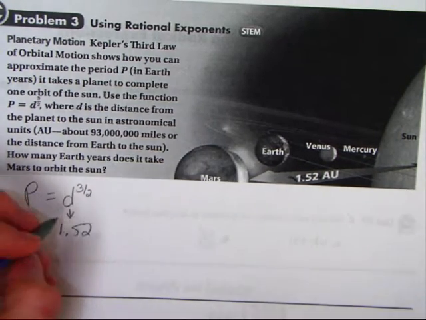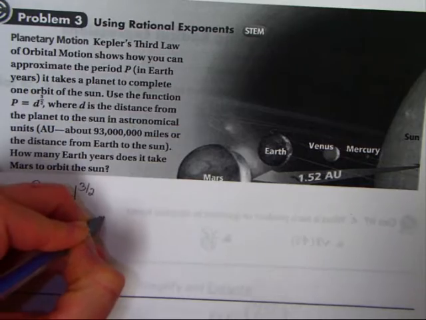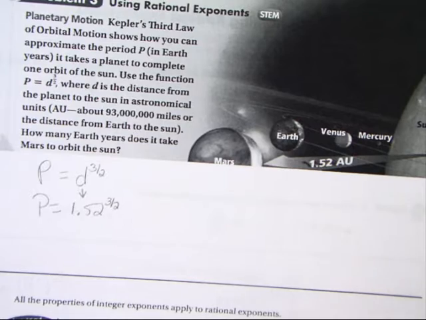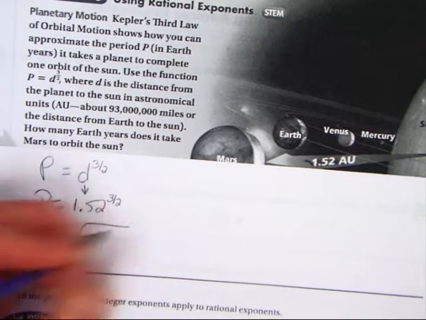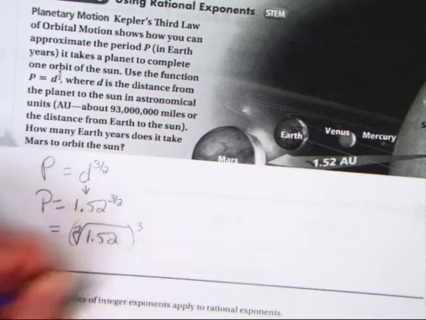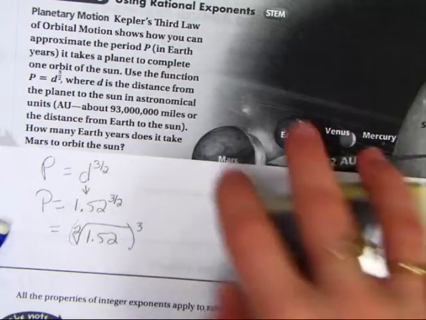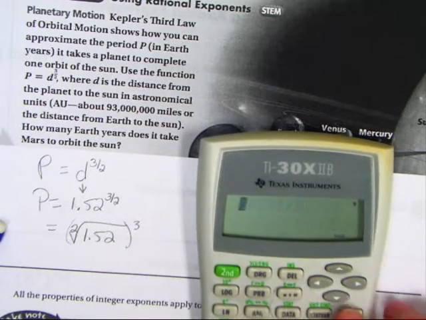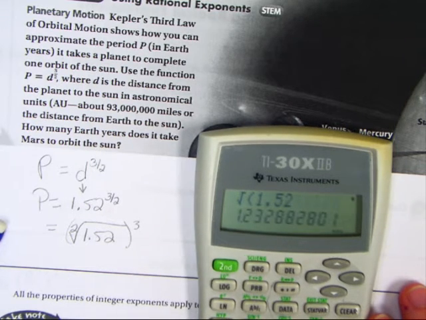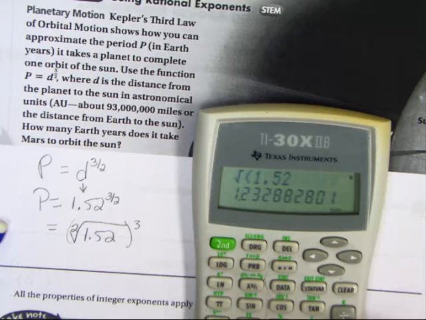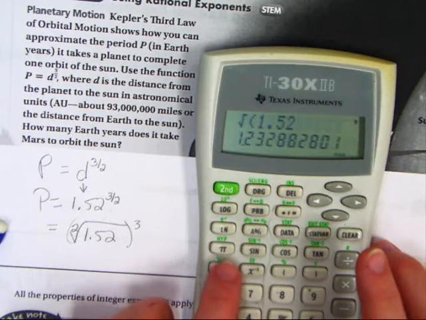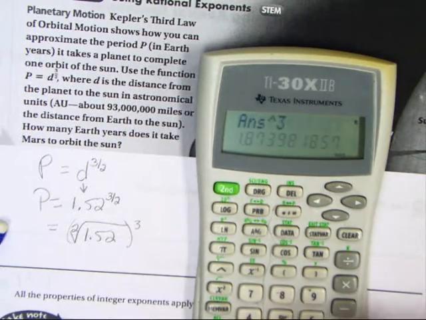Okay, now we're going to take this to the 3/2 power. Because there's no real pretty way to write this, we're just going to say, well, we know that's the square root of 1.52, and we're going to take this to the 3rd power. So you don't have to use a fancy calculator or anything. You can take the square root of 1.52, and then you're going to raise that. Here's your exponent button. You see it? Looks like a little up arrow. You're going to raise that to the 3rd power.